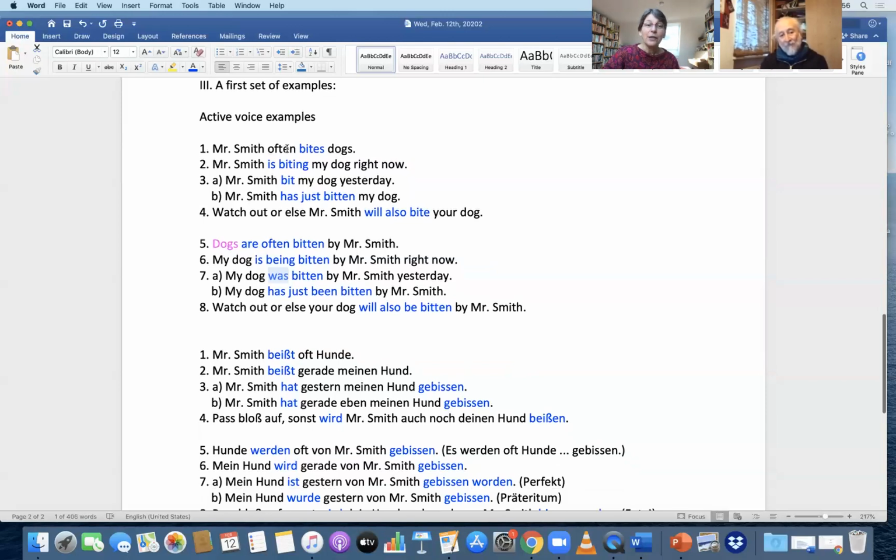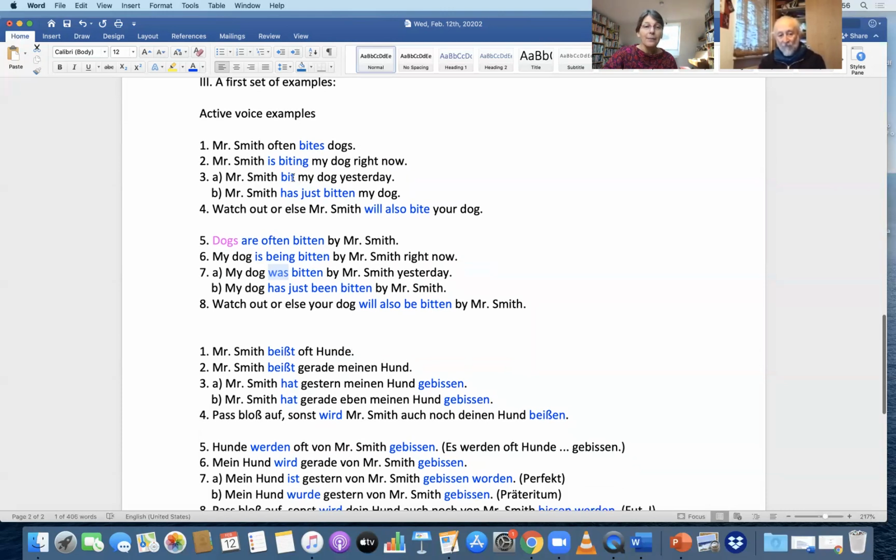Okay, Mr. Smith often bites dogs. Mr. Smith beißt oft Hunde. Mr. Smith is biting my dog right now. Mr. Smith beißt gerade meinen Hund. In standard German, we do not have a progressive tense. We express the progressive aspect with the help of adverbs or idiomatic expressions.